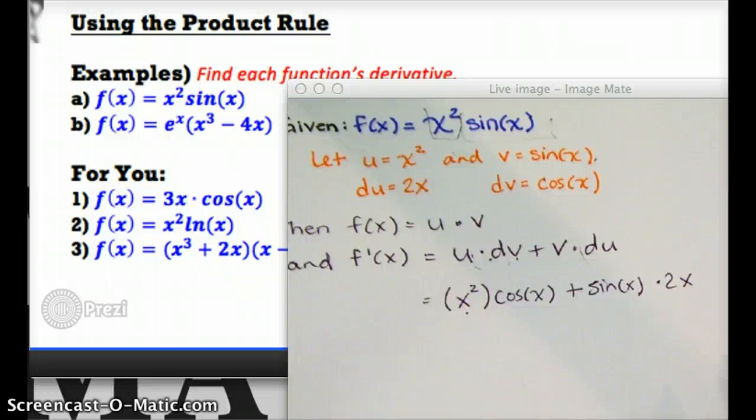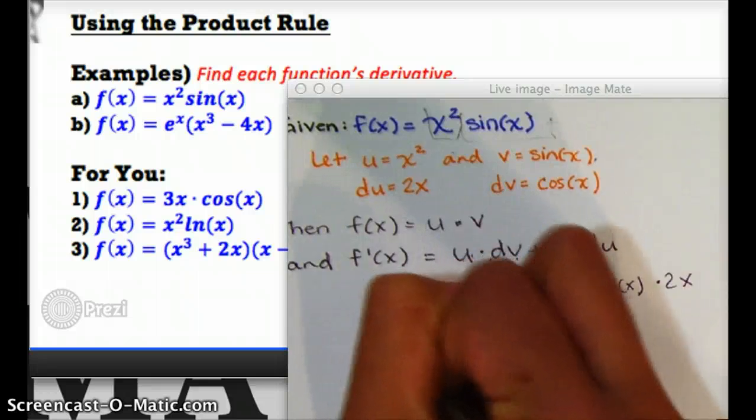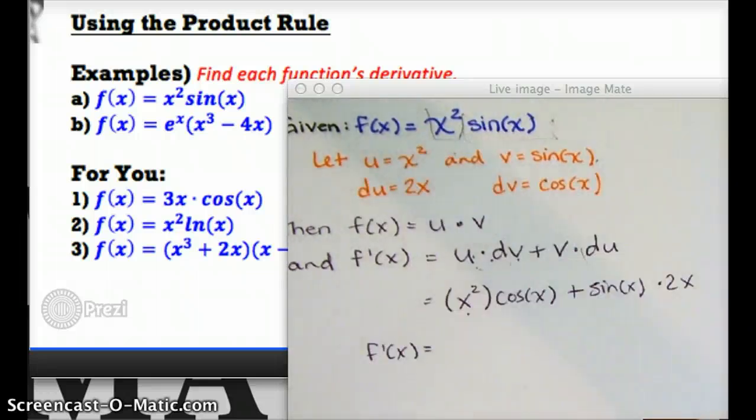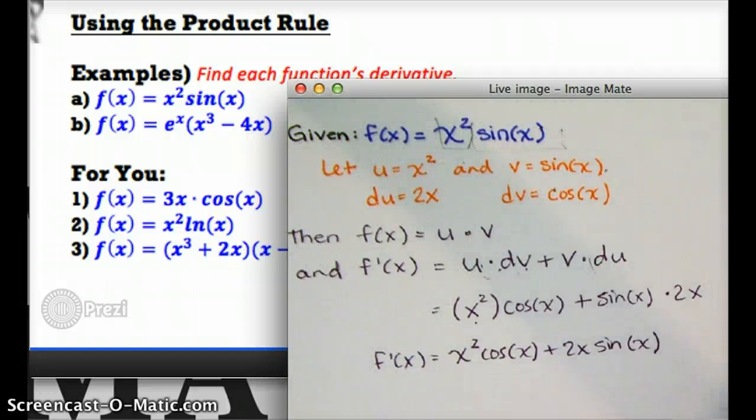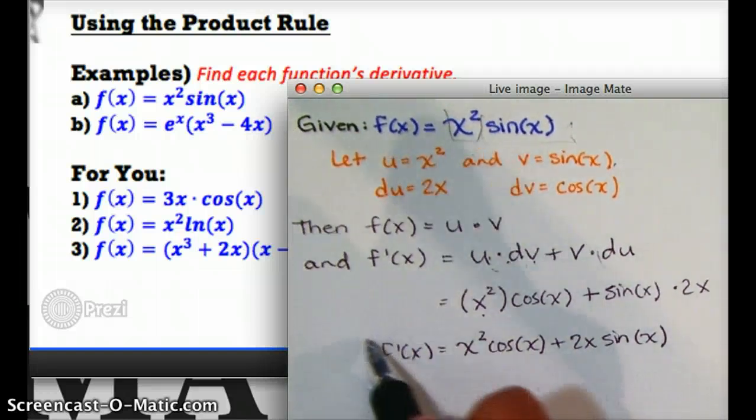Now, there isn't a ton to simplify because there's no like terms. I might write the 2x out front of sine, just to make it look a little nicer. But basically, this is our derivative. X squared cosine of x plus 2x times sine of x. Just like that.